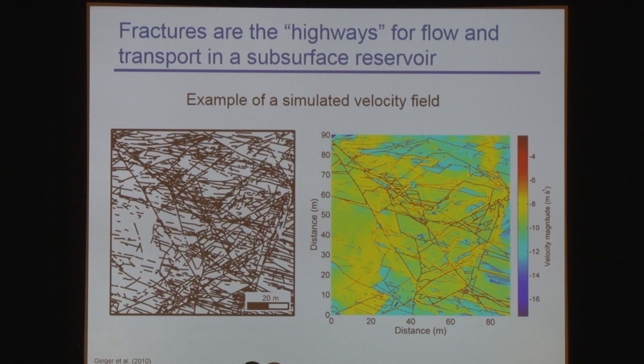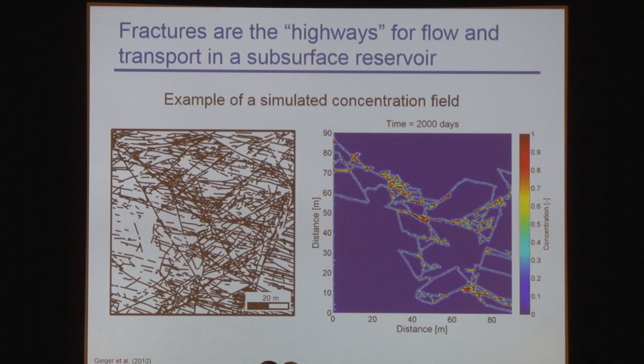And the colors indicate the flow velocities. It's a logarithmic scale. And you immediately see where the fractures are because they're flowing much, much faster than anything in the rock matrix. Nice red colors. Now we continue and say, let's inject numerically a tracer and simulate how the tracer migrates through the fractures and the rock matrix. You see that, again, the tracer is completely confined to the fractures, actually to a small fraction of the fractures, because not all of the fractures are connected.